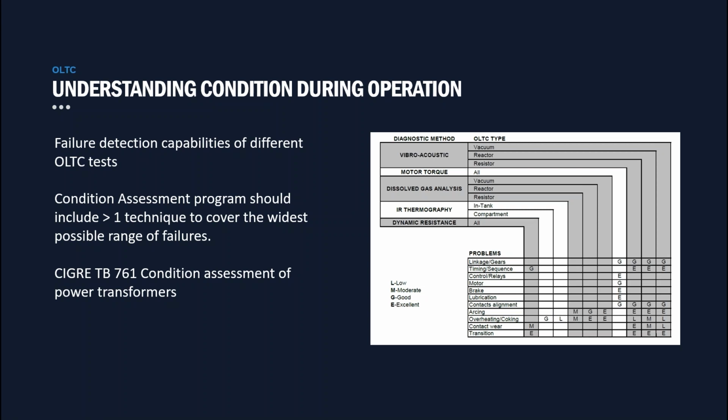Now, according to this chart, dissolved gas analysis isn't effective at evaluating contact wear. However, another oil test that we can perform from an oil sample is particle counting and also wear metal analysis. And these tests can be used to evaluate contact wear in on-load tap changers. And the condition assessment program should include more than just one technique to cover the widest possible range of failure.